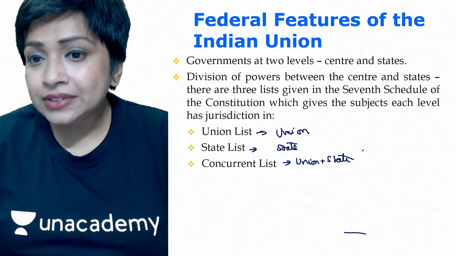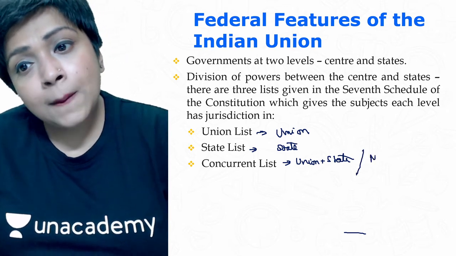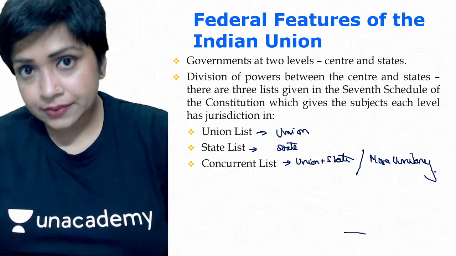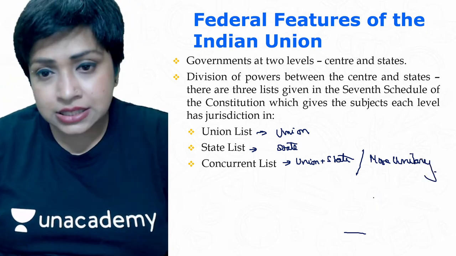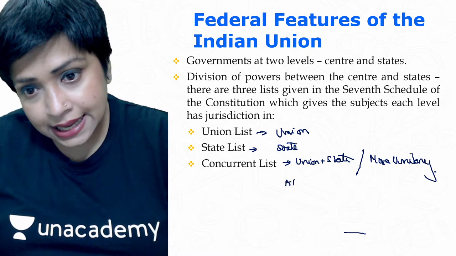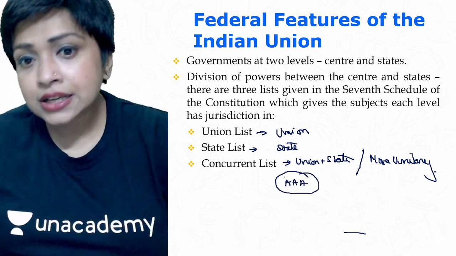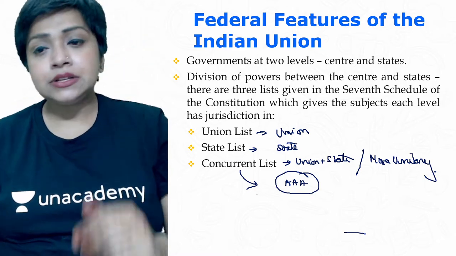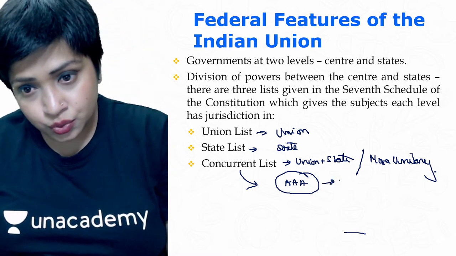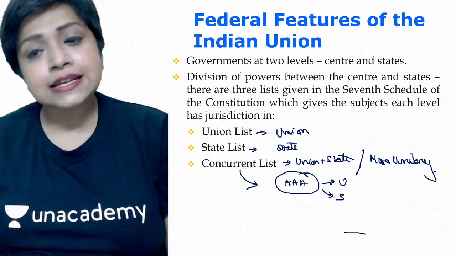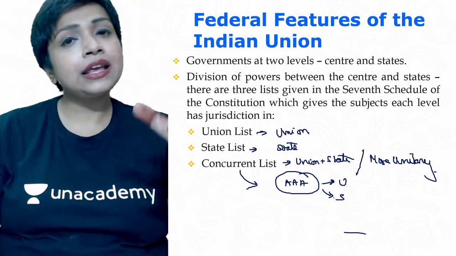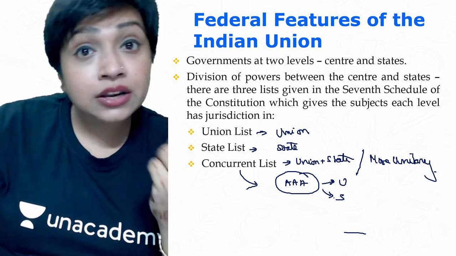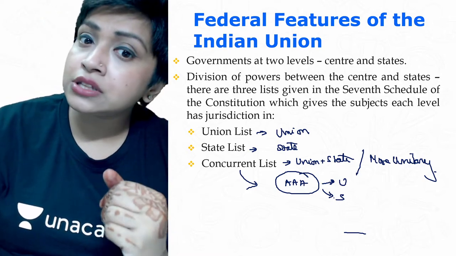But remember that India is more unitary than federal. Now, think about a subject called AAA. This is a subject that is in the concurrent list. Both the union government as well as the state government make laws on the AAA subject noted under the concurrent list. So there is confusion, because both have made laws on this subject.